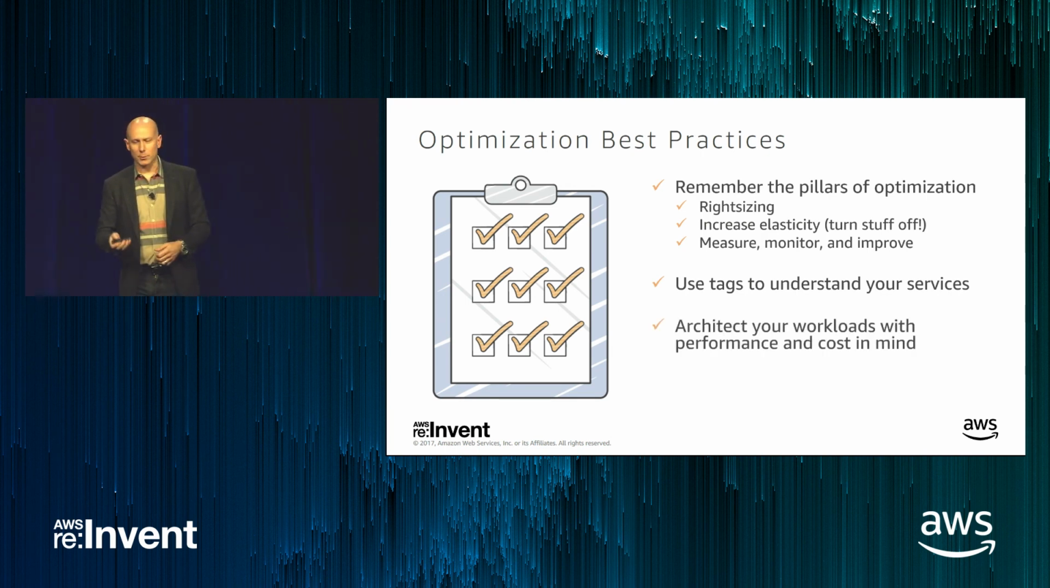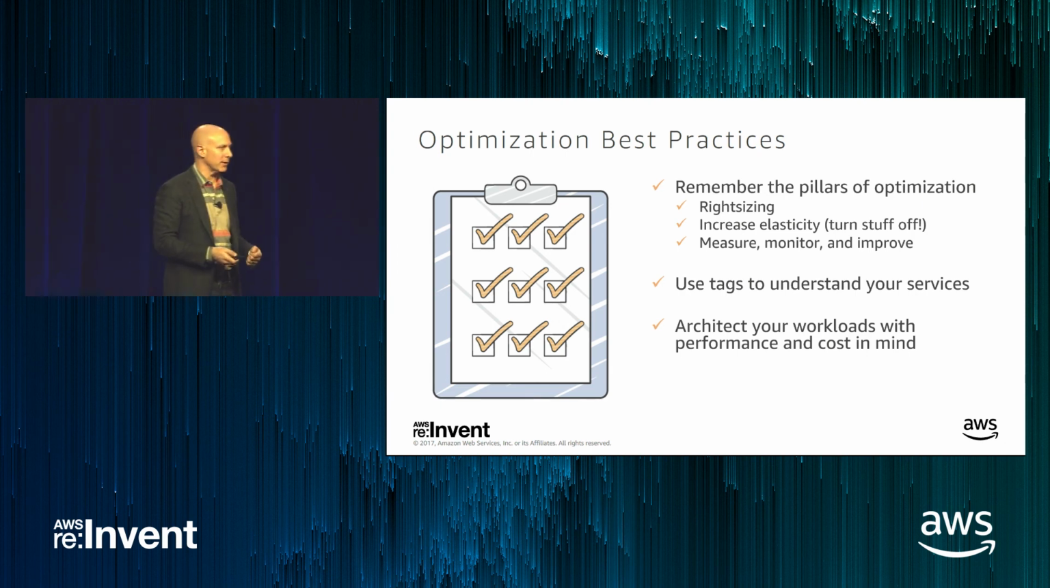Architecting your workloads with performance and cost in mind. The more advanced you get, the more you are able to think about, can I spread my work across more servers? Can I make it more fault tolerant? Can I move to containers? Do I really need 64 vCPUs? And in some cases, yes. In other cases, you don't.